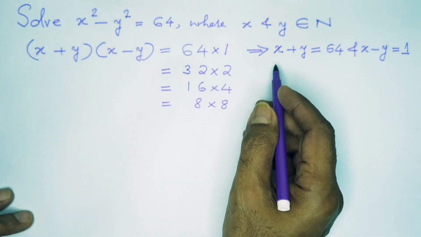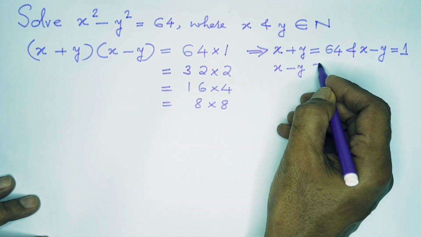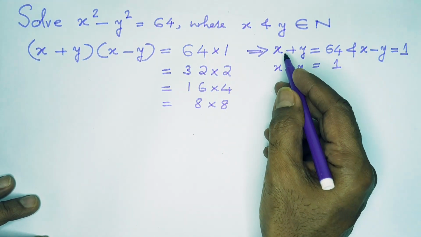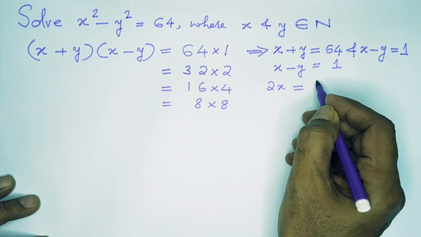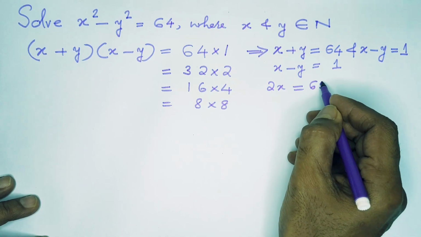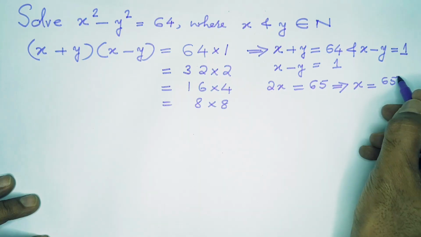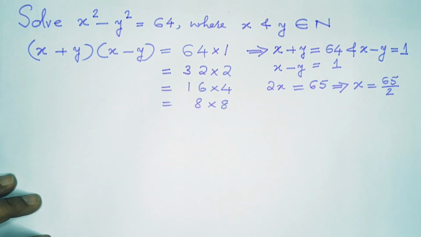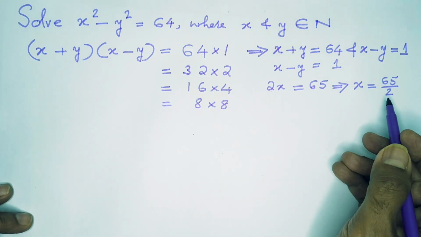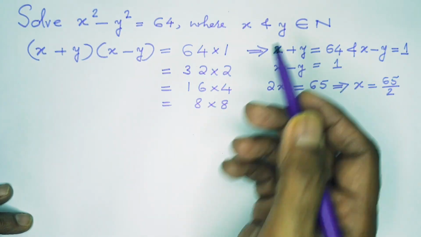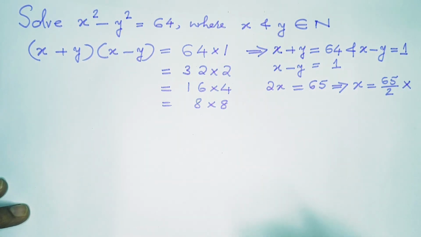Now let's solve this. You got two simple equations. Let me write this equation below the other one. Then to solve, let's add these two equations. You get 2x, y will cancel out, and the right side will be 64 plus 1, which is 65. Now take 2 to the right side. What do you get? 65 by 2. See, this solution is not acceptable because it's a fraction. It's not a positive integer, which is what the problem says x is. So this equation fails to give the necessary solution we need.